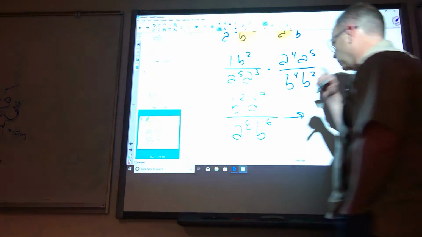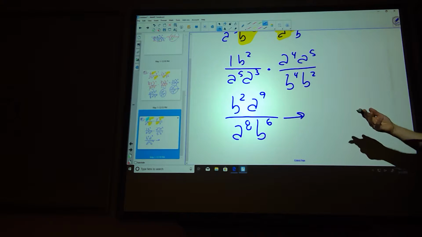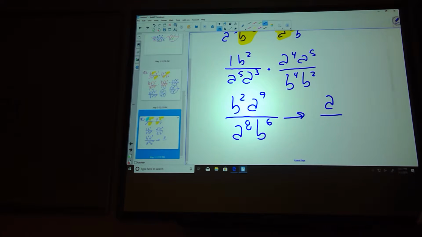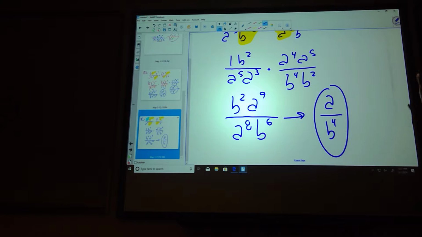Tug of war with the A's. Who wins, top or bottom? Top by how many? 1. So A to the first is the same thing as A, right? Does that seem okay? Tug of war with the B's. Who wins, top or bottom? By how many? 4. Yeah, that's done. Ooh, that big old thing just reduced down to that little tiny thing.